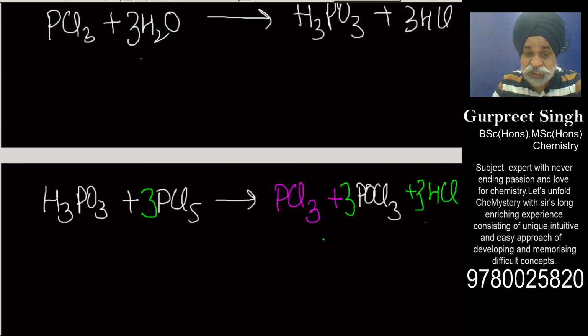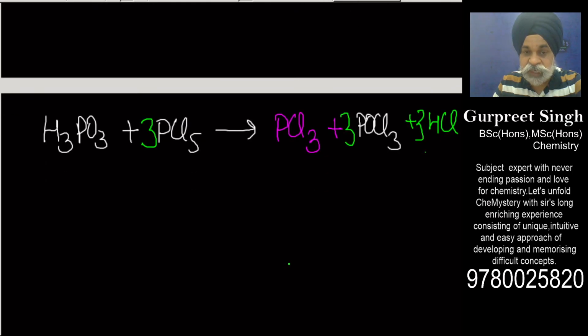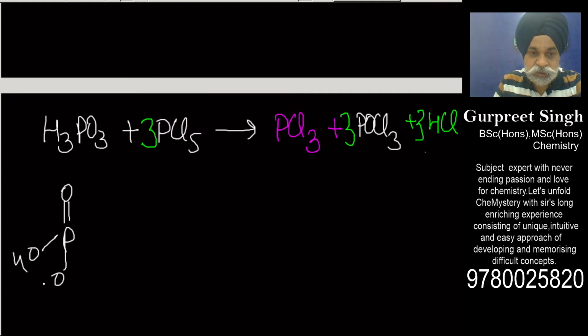Now, if you would want the mechanism for this sort of reaction, how it has happened and what the steps are, you can develop it yourself. So if I take phosphorus acid, it is a molecule of this type, and you are treating it with PCl5. PCl5 is a trigonal planar type of molecule.